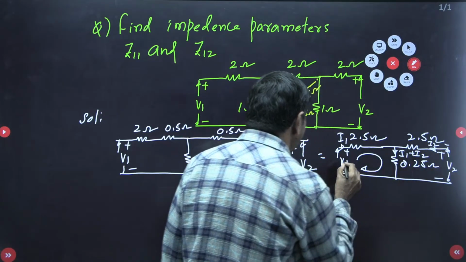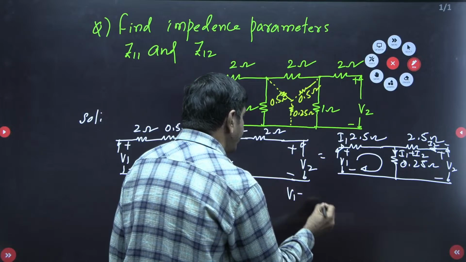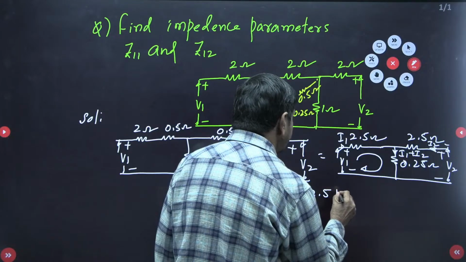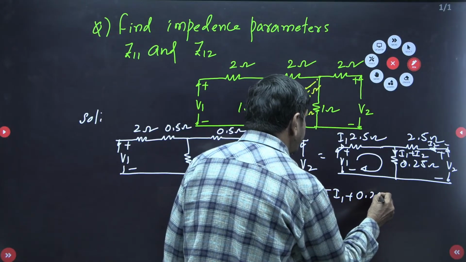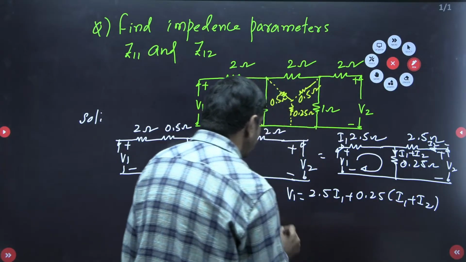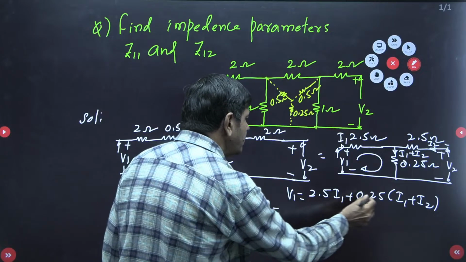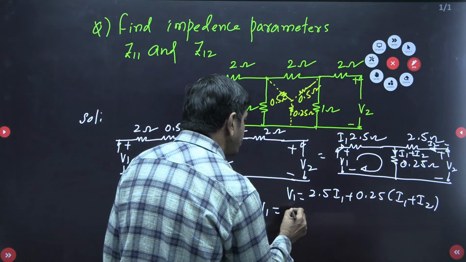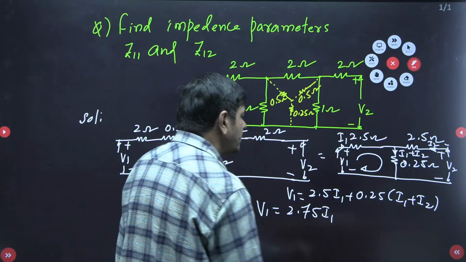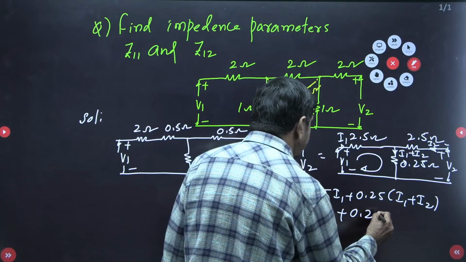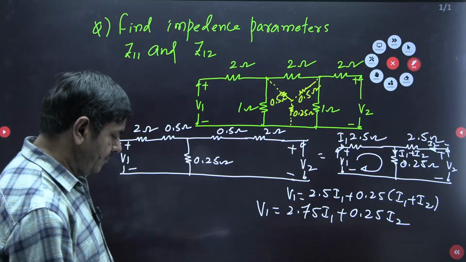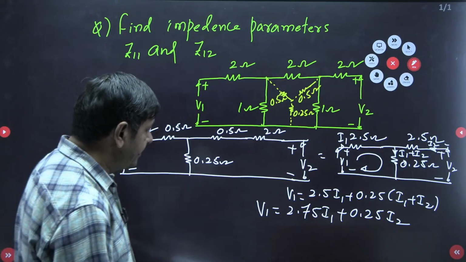I1 plus I2. I can write V1 equal to 2.5 I1 plus 0.25 I1 plus I2. Finally, V1 equal to 2.5 and 0.25, 2.75 I1 it comes. What about I2? 0.25 I2 is possible. Such a way the equation is formed: 2.75 I1, 0.25 I2 only now.